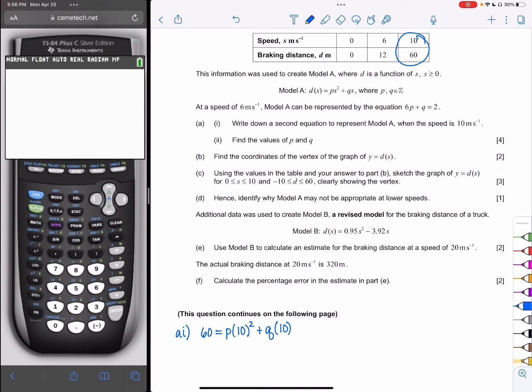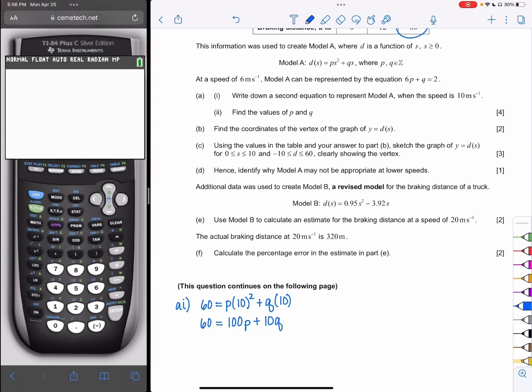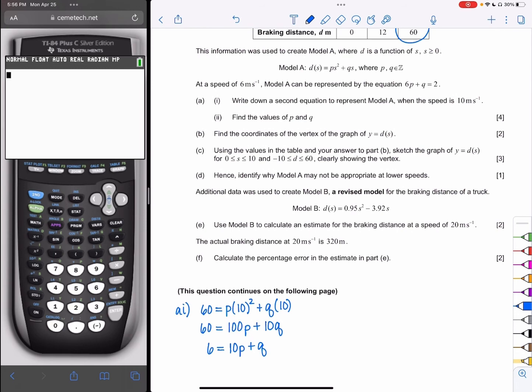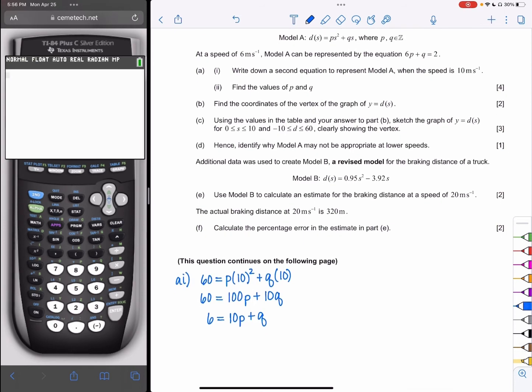So once I do that, I am going to simplify. So that's going to be 60 is equal to 100P plus 10Q. And I know that everything can be divided by 10. So if I simplify this, if I divide everything by 10, I will end up getting 6 is equal to 10P plus Q, because everything can be divided by 10. So now that I have that, I can go to part 2 and I can find the values of P and Q by using the Poly Simo 2.